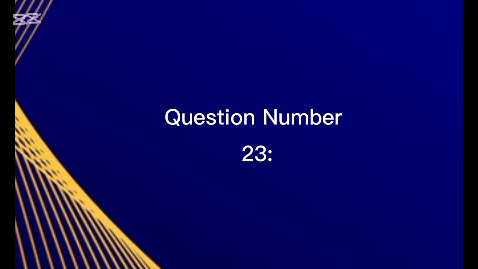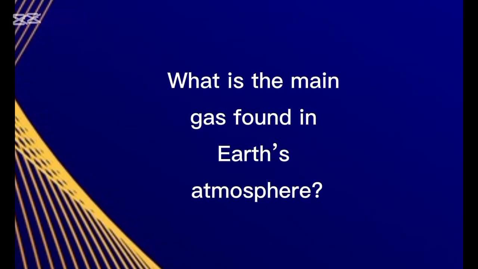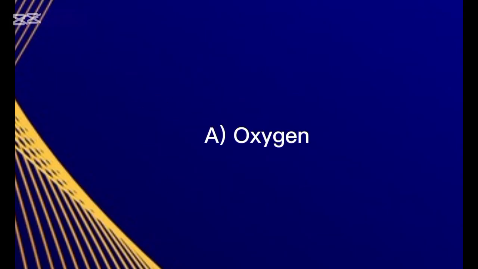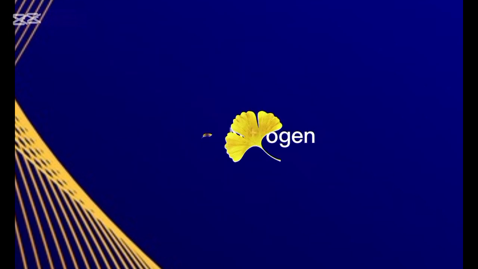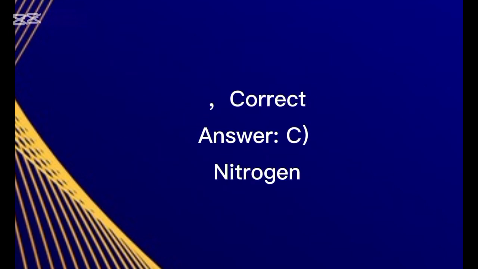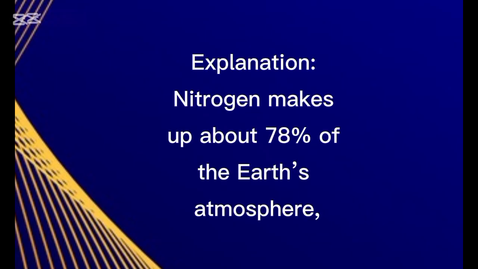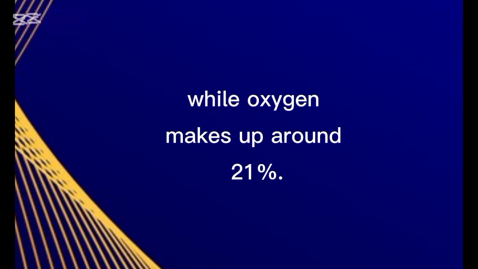Question number 23. What is the main gas found in Earth's atmosphere? A. Oxygen. B. Carbon dioxide. C. Nitrogen. D. Hydrogen. Correct answer, C. Nitrogen. Explanation: Nitrogen makes up about 78% of the Earth's atmosphere, while oxygen makes up around 21%.